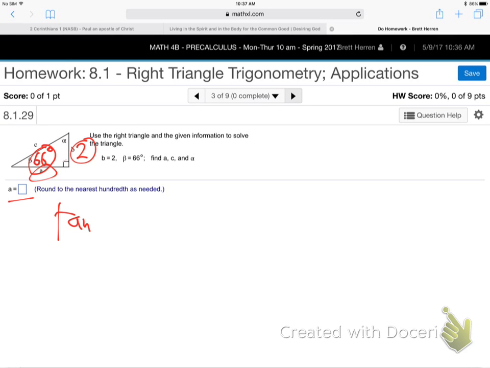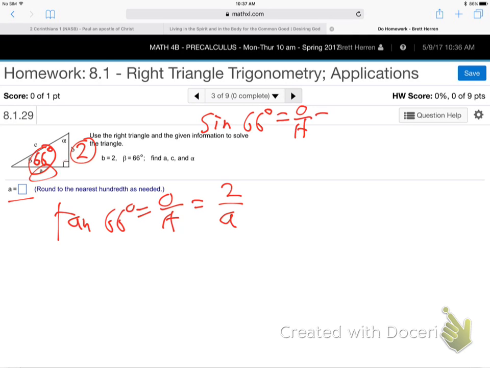Tangent. Tangent of 66 being opposite over adjacent is 2 over little a. See how I came up with tangent instead of cosine? Let me show you why another one wouldn't work. What if I'd say, well, I'll just do sine? That wouldn't be a good plan. Sine of 66, opposite over hypotenuse, would be 2 over c. So I would have sine of 66 equals 2 over c. Well, I don't want c. I want a. See how that wouldn't be a good plan?